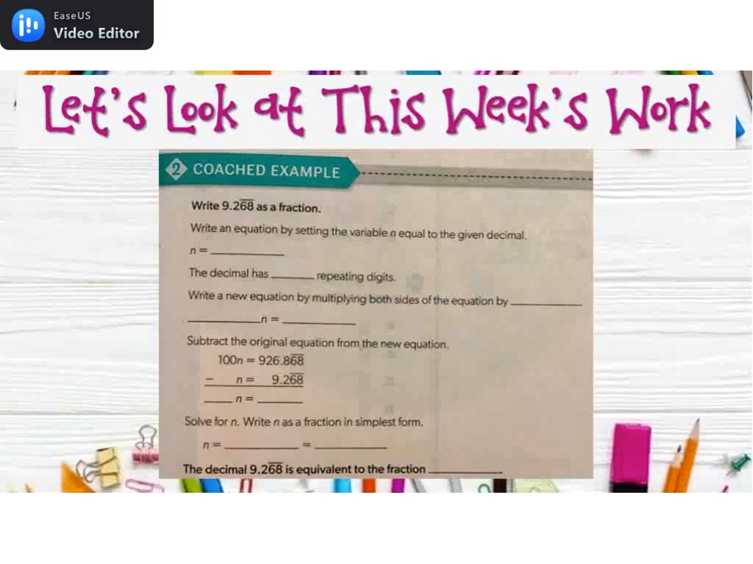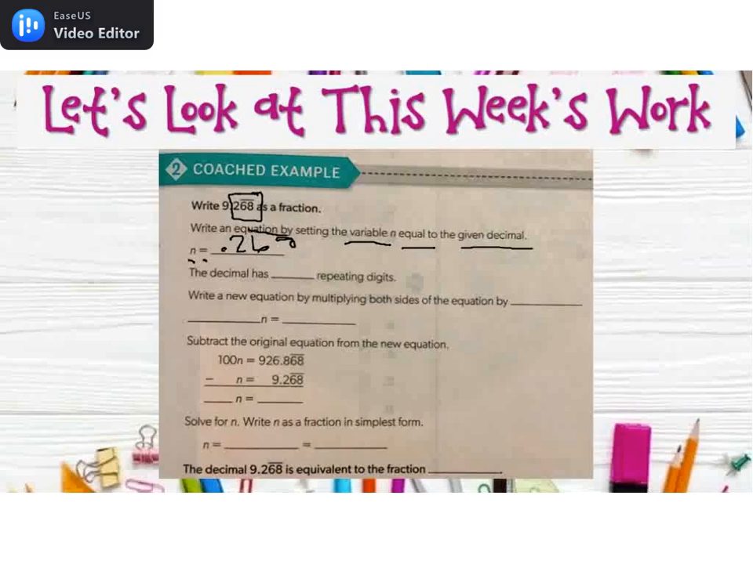Erin, what were you asking? Ms. Achilli went back to that page. I think these where it says to set the variable n equal to the given decimal. So what they want you to do is set the variable n, look down below, there's n equal to, oh hey, there's an equal sign, the given decimal. Well, what's the given decimal? 0.268, where 68 repeats over and over. So here you would write 0.268 repeating.